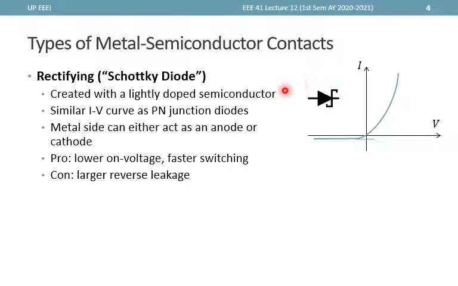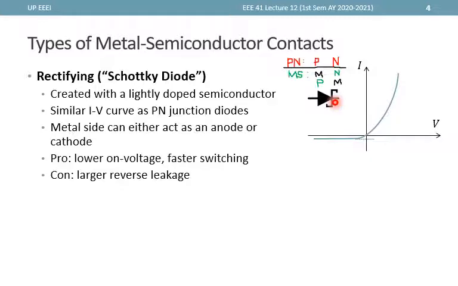Now, the metal can either act as the anode or the cathode, meaning the N and the P side always retain their role. So if you look here, for p-n junction diodes, the P always acts as the anode, where the N acts as the cathode. Whereas for metal semiconductor contacts, if you have an N side, it automatically acts as the cathode, while if you have a p-type semiconductor, it automatically acts like the anode. So the metal can act like an anode or a cathode.